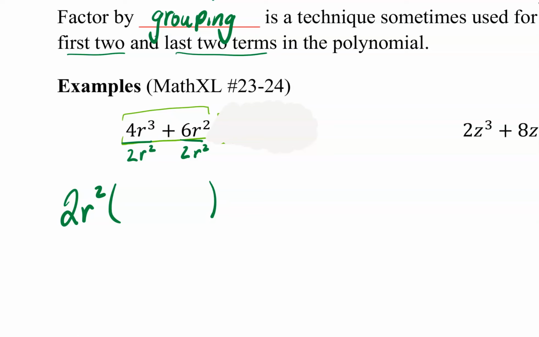Now, as I divide or factor out the 2r squared that was common, let's see what we've got left over. The 4 divided by 2 is 2. The r cubed divided by r squared is just r to the first power. The 6 divided by 2 leaves us with a positive 3, and the r squared divided by r squared, well, those end up canceling out, and we're now fully factored. So that's a pretty good start to the process.